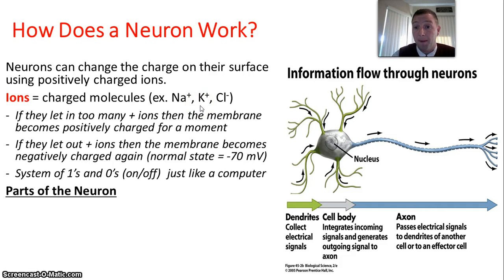Now, there's three parts of a neuron. They're the dendrites, these things over here, that receive the message. The dendrites are the green things. See the arrows? It's all incoming messages.